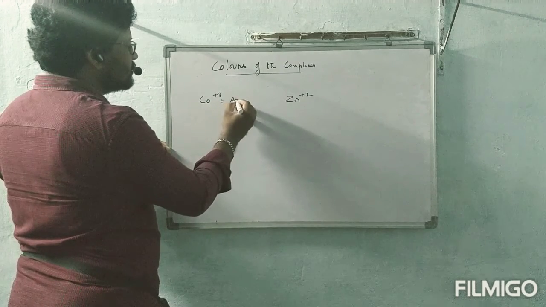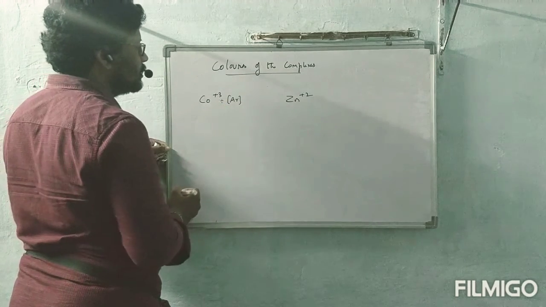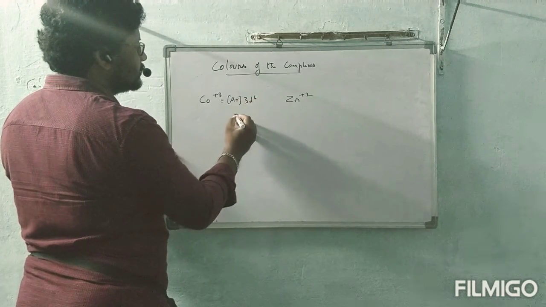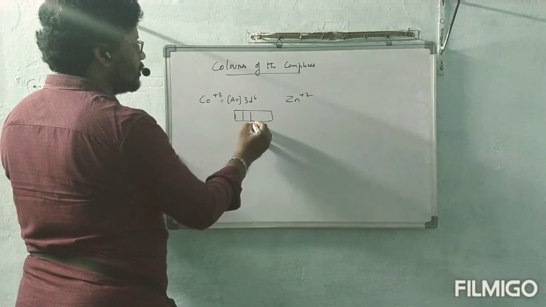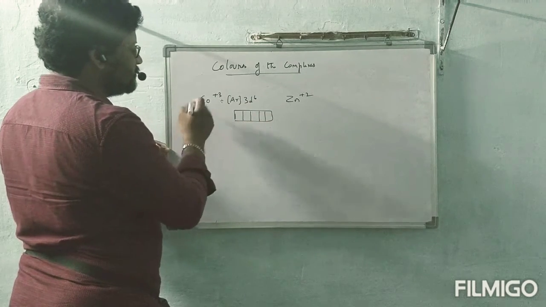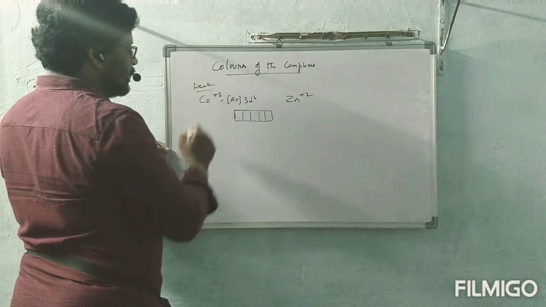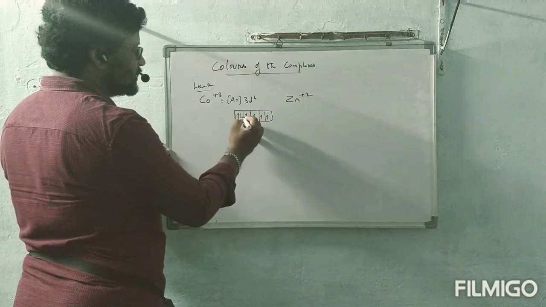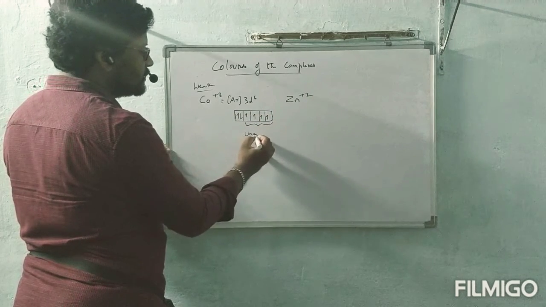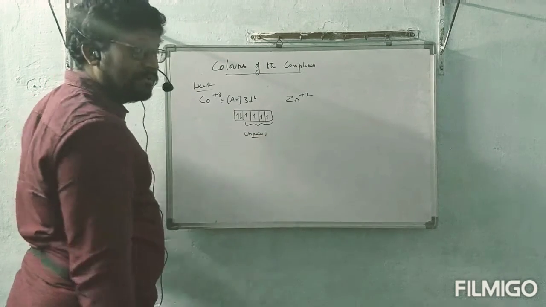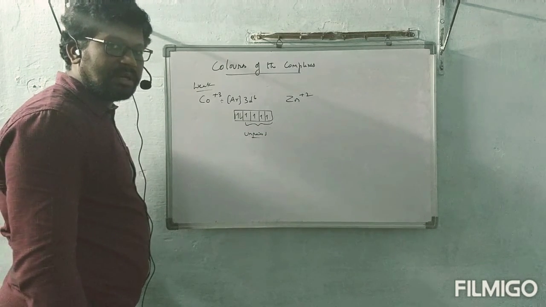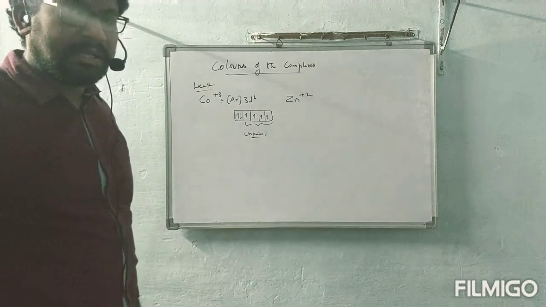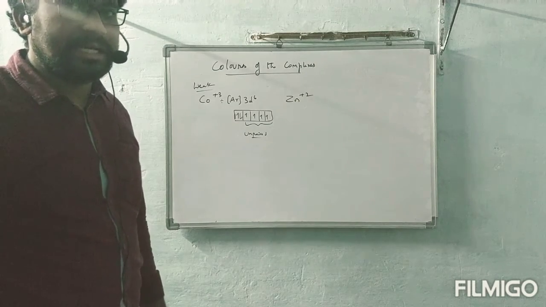Co plus 3 configuration, argon 3d6. This is in the presence of a weak field ligand. 1, 2, 3, 4, 5, 6, unpaired electrons are present. If the complex has unpaired electrons, definitely it is colored.